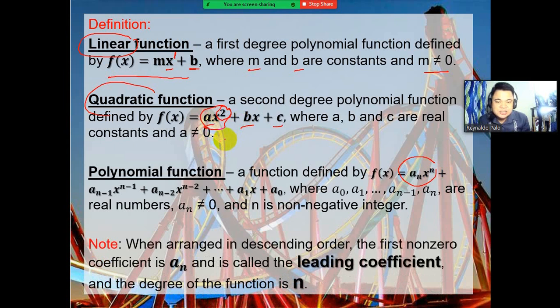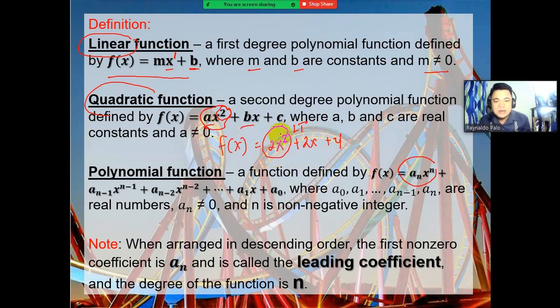So let's say, for example, we have the function f of x equals, and it is arranged in descending order, 2x squared plus 2x plus 4. Okay, so this is a quadratic. And then this one is what we call the leading term. What do we mean by leading term? It is the term with the highest degree or exponent. Again, when we say leading term, it is the term with the highest degree or exponent.